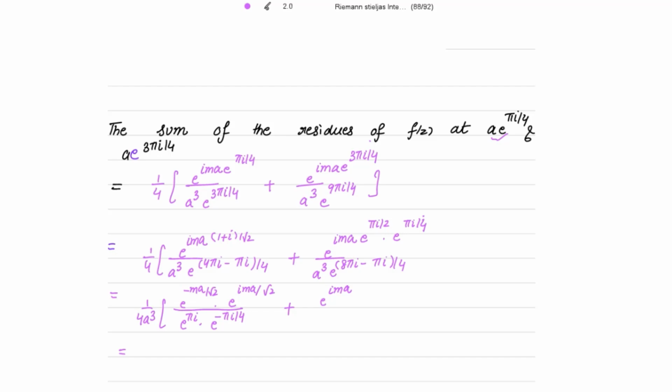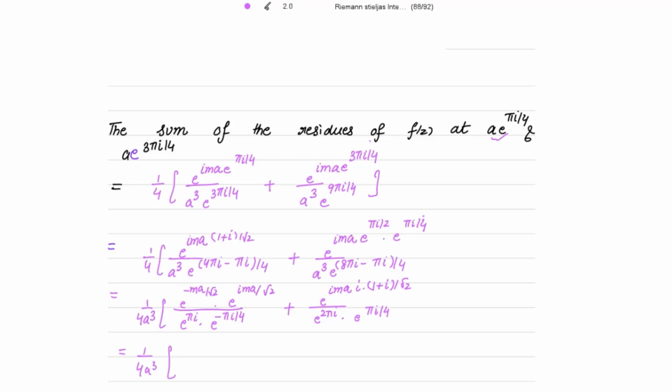What is this? Just use Euler's formula, cos of pi by 2 plus iota sine of pi by 2. So from here you get iota, and e to the power pi iota by 4 is again cos pi by 4 plus iota sine pi by 4, which is again 1 plus iota over root 2. Fine. And here just take 4 inside, you get e to the power 2 pi iota and e to the power pi iota over 4, right? Now again this is 1 over 4 a cube.